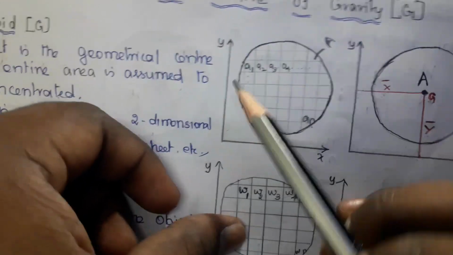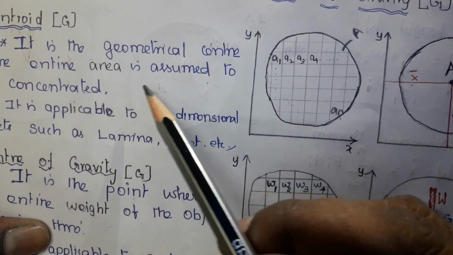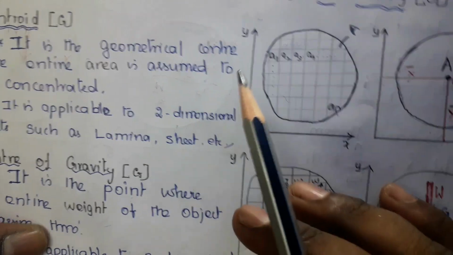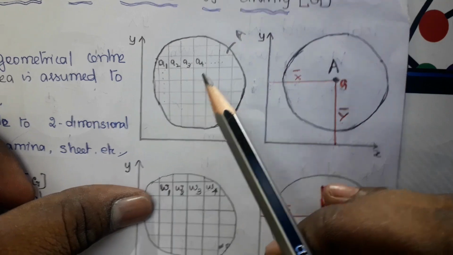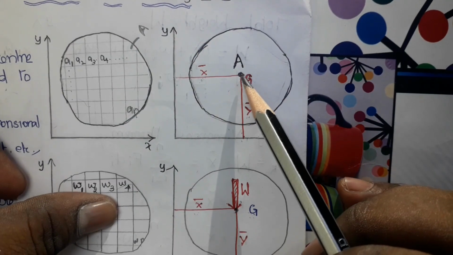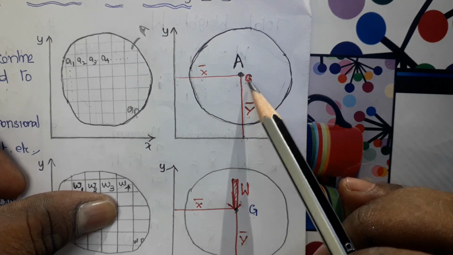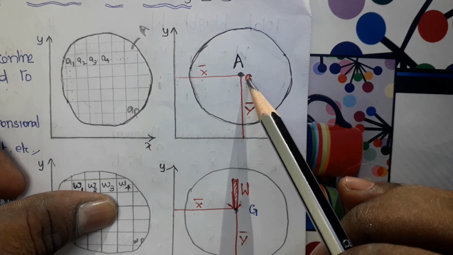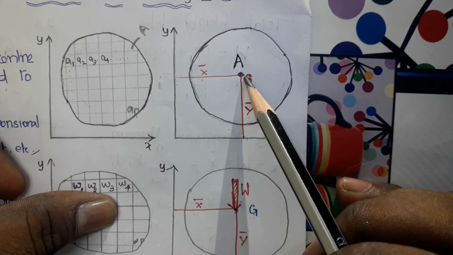As per this definition, the entire area is assumed to be concentrated. So the area from A1 to An is concentrated at this geometrical center. The point G is the geometrical center. It is called the centroid, where the entire area is assumed to be concentrated.